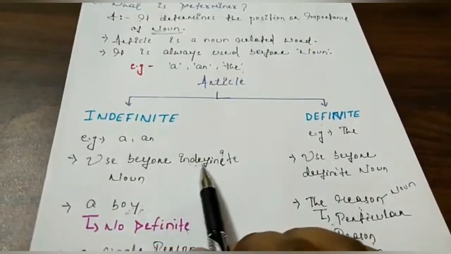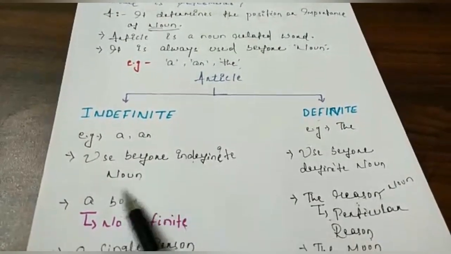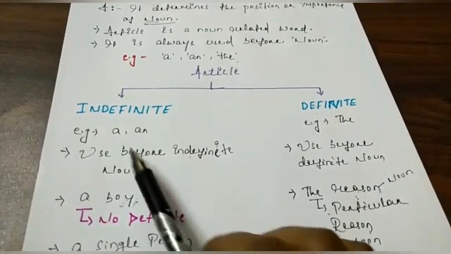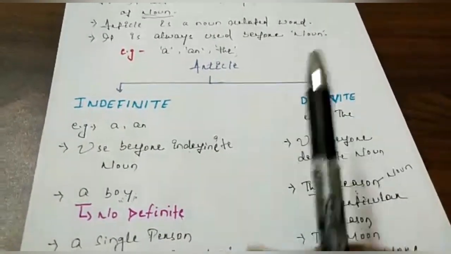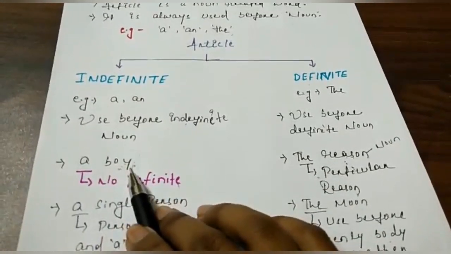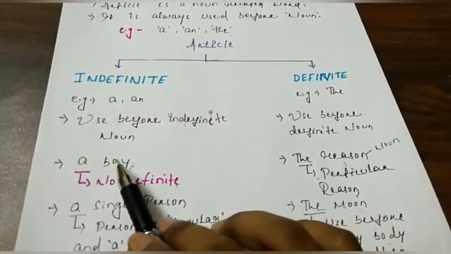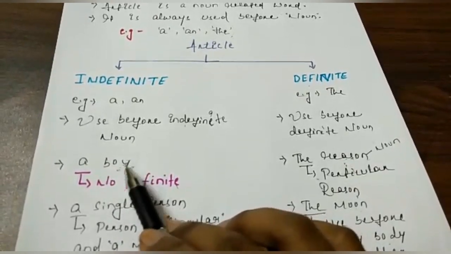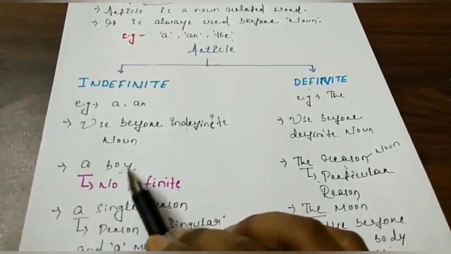We use a and an before an indefinite noun. We know about the noun, so we will use a and an before an indefinite noun, where the noun is not definite. The first example is a boy. Here a refers to no definite, that means the boy is not definite. It is any boy, any person, we don't know about this boy. It is a boy, a normal, common person.